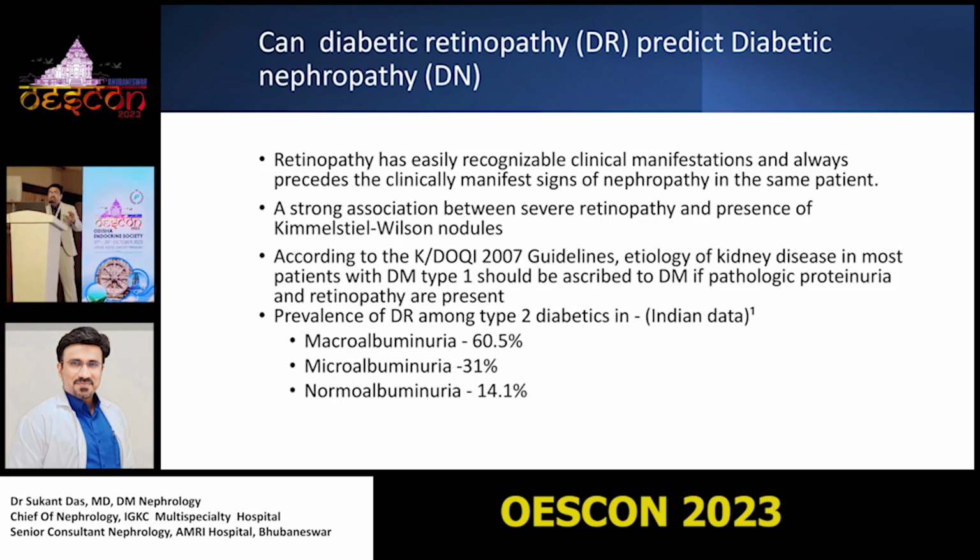And also remember that with the worsening of albuminuria, the incidence of retinopathy also increases. In a patient who has got macroalbuminuria, retinopathy can be present in around 60 to 65% of patients. In case of normal albuminuria, the incidence is around 14%.